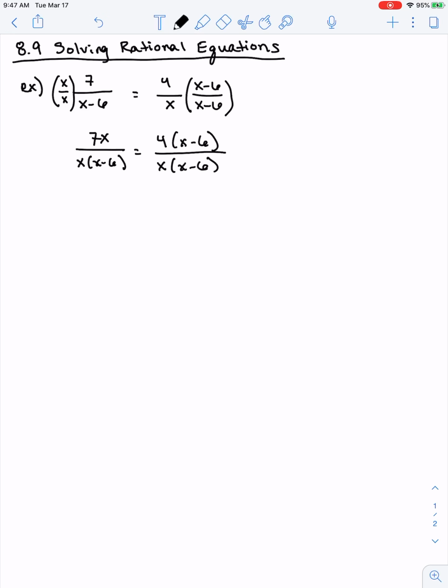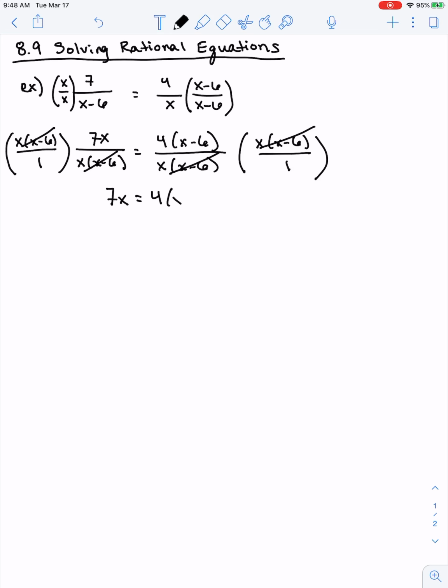Now if we multiply both sides by that least common denominator, x minus 6 all over 1, and if we do it to that side, math says that we must do it to the other side, then what you'll notice is that this will cancel out, this will cancel out, and you are left with 7x is equal to 4 times the quantity x minus 6. From here, you should be able to distribute and solve for x.